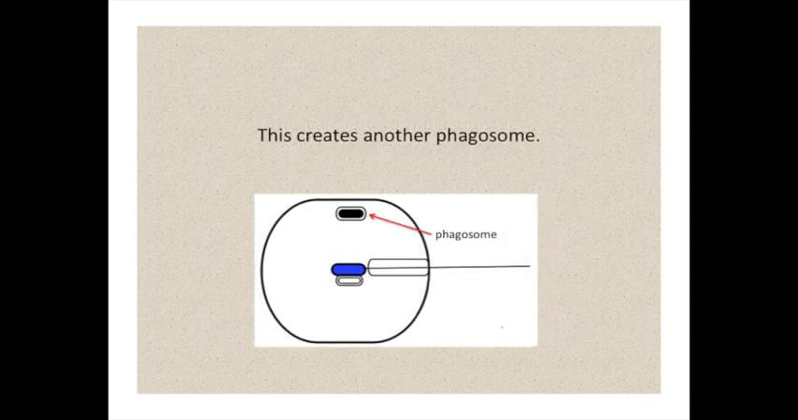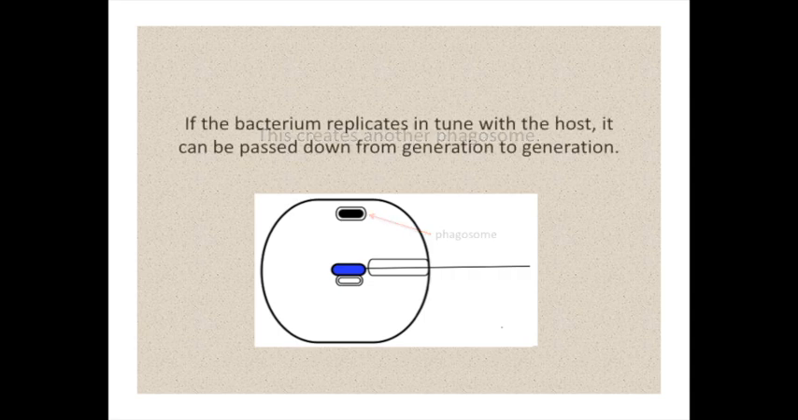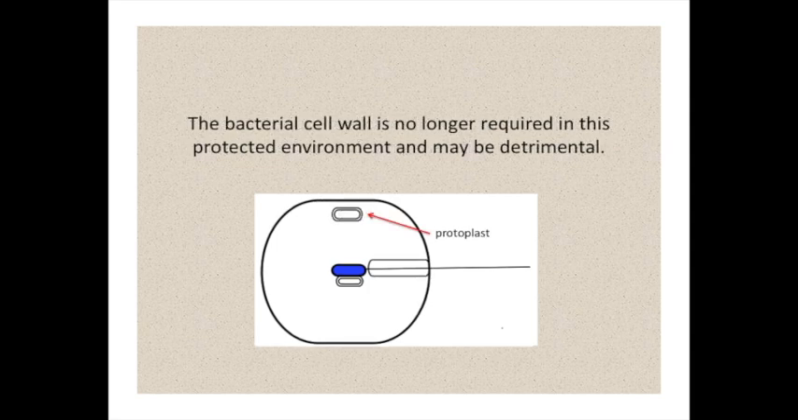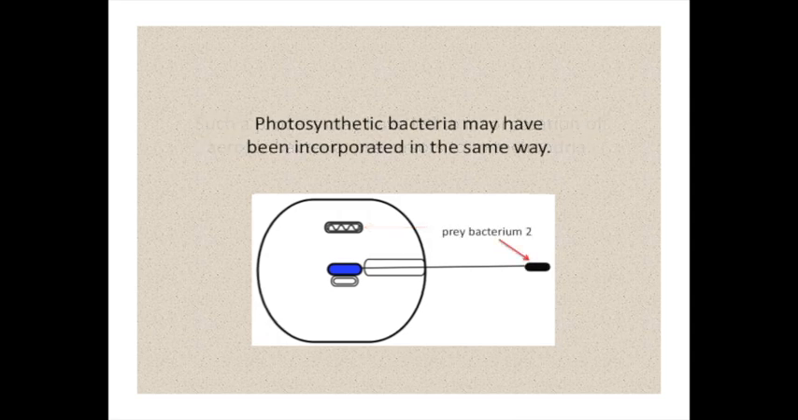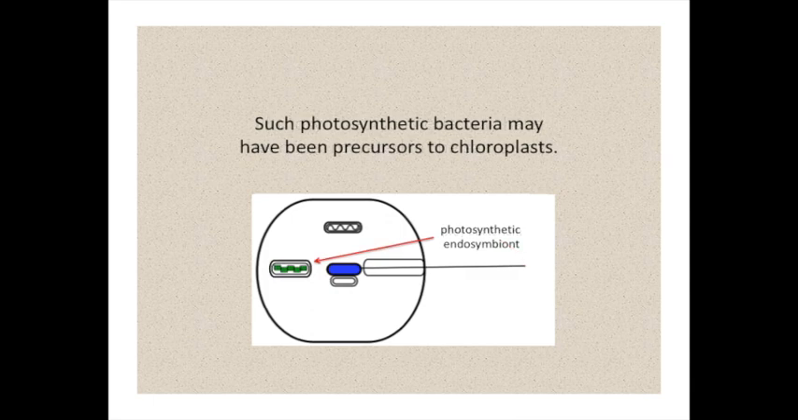It starts out with another phagosome, but if this bacteria survives, it can replicate in tune with the host and can be passed down from generation to generation. The bacterial cell wall is no longer required in this protected environment and may be detrimental. Such a process may have led to the incorporation of aerobic bacteria, precursors to mitochondria. Photosynthetic bacteria may have been incorporated in the same way. Such photosynthetic bacteria may have been precursors to chloroplast.